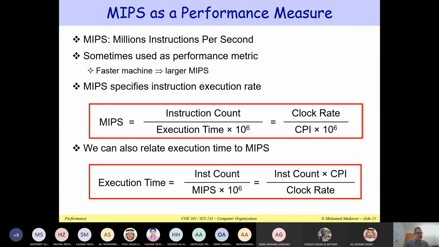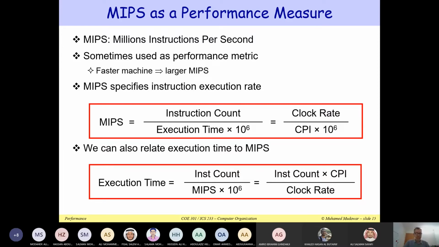So MIPS is used as a performance metric, and it means millions of instructions per second. It's an instruction rate. People thought about it as a performance metric because we can count how many millions of instructions you can complete per second. Look at the program and how many millions of instructions you can complete per second.